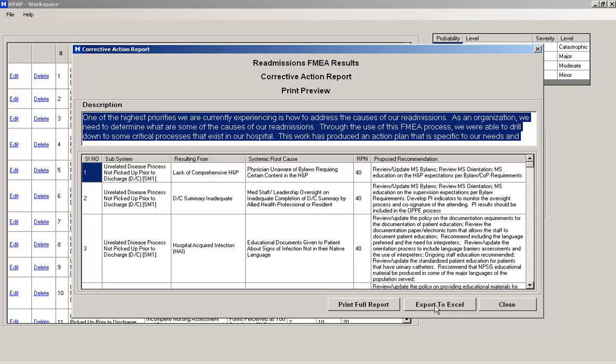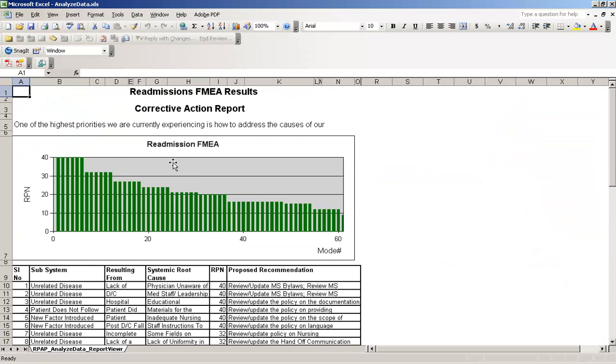When I export to Excel, it will put it in an Excel format, and this is important because some organizations would like to add some columns for tracking. I could put the person responsible for executing this recommendation and a due date in which we want it done by. So this allows some more flexibility to do things that are a little more elaborate than the basics that RPAP will provide, but it gives you the opportunity to go ahead and approach it that way. So now let's get back to our presentation.